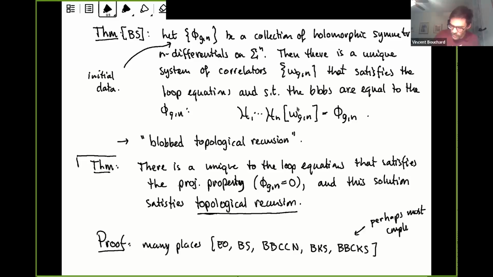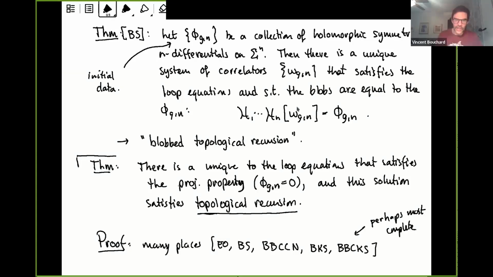Now, in the papers I'm referring to after Bouchard-Shadrin here, what's studied is the general statement. So for general R, not just R equals 2, where the combinatorics are quite a bit more involved, but the statement is the same. There's a unique solution to the loop equations, now there are R loop equations, that satisfies the projection property and is given by the generalization of topological recursion. Okay, so if you're interested in this statement, I would humbly suggest maybe the last reference here is the most complete proof, but it has been proven in a lot of different papers. So there's lots of resources on this.